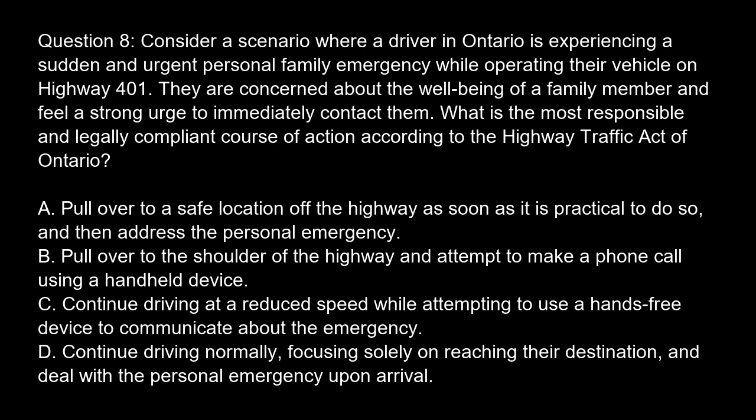Option A. Pull over to a safe location off the highway as soon as it is practical to do so, and then address the personal emergency. Option B. Pull over to the shoulder of the highway and attempt to make a phone call using a handheld device. Option C. Continue driving at a reduced speed while attempting to use a hands-free device to communicate about the emergency. Option D. Continue driving normally, focusing solely on reaching their destination, and deal with the personal emergency upon arrival.